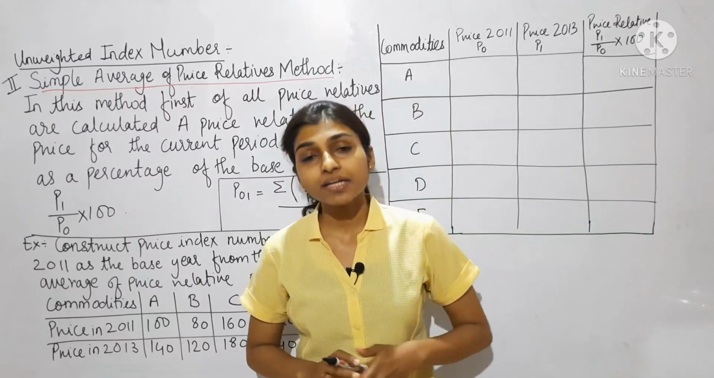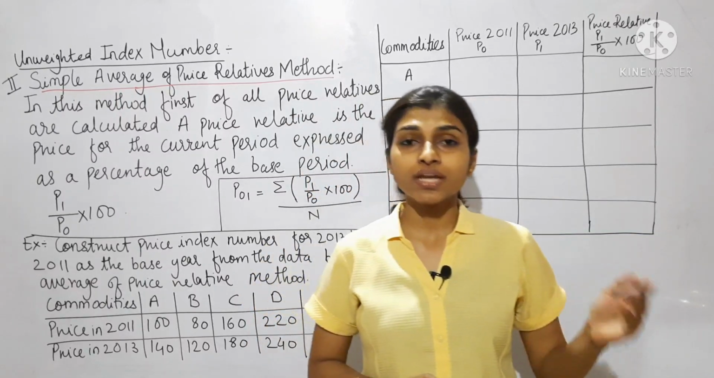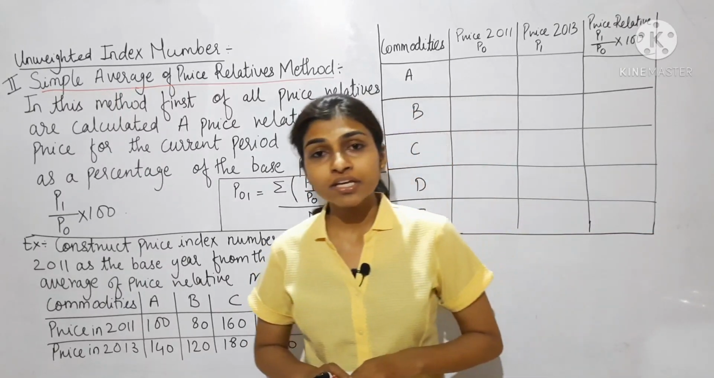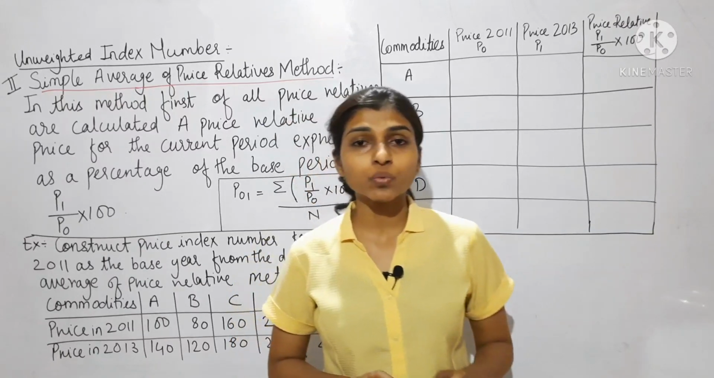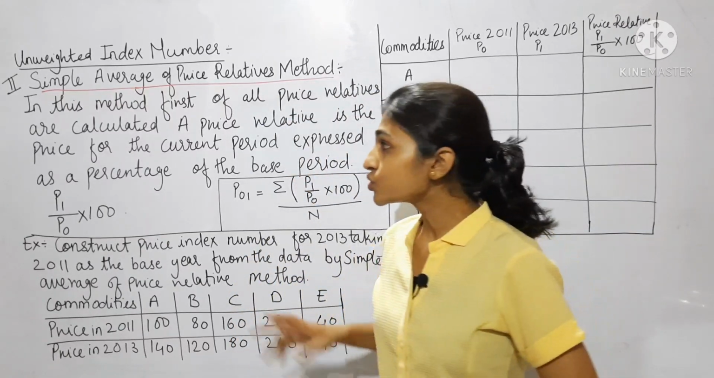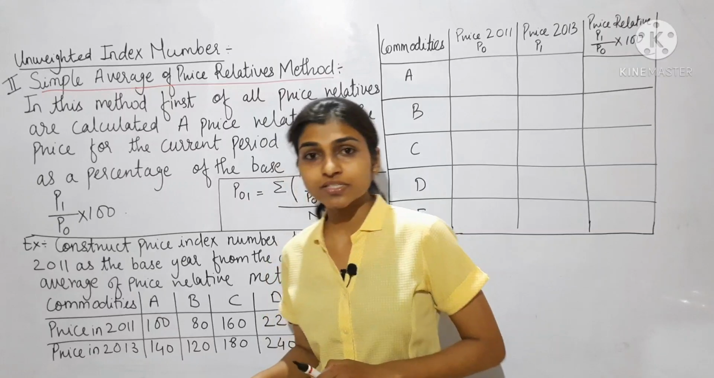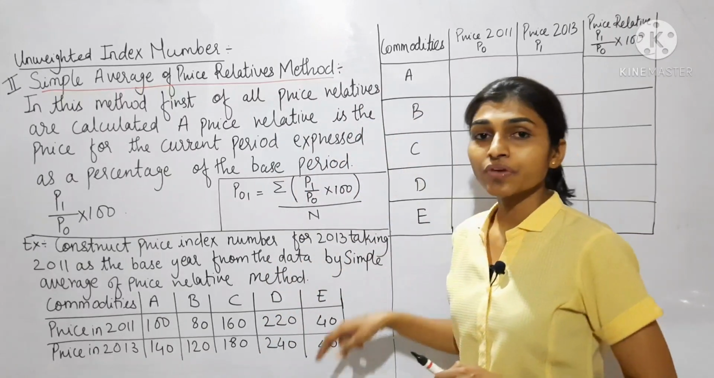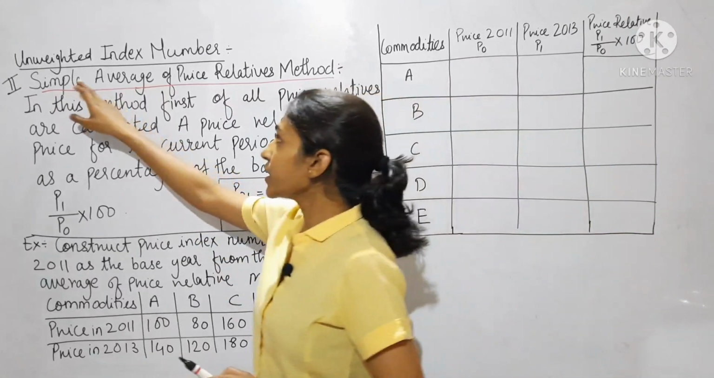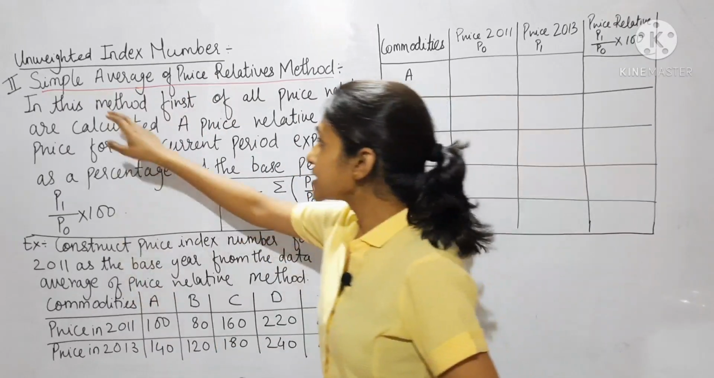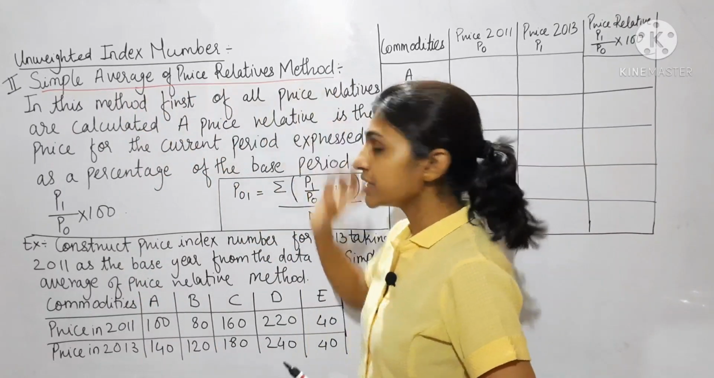Simple aggregate method I have explained in the last lecture. You will find the link of the first lecture, part 1, in the description box. So today is part 2 of index number. In this lecture we are going to see unweighted index number, simple average of price relative method.